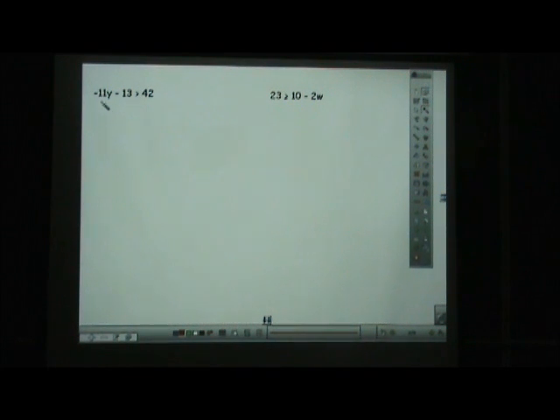Alright, so our first one will be negative 11y minus 13 is greater than 42. So I'm going to first add 13 to both sides. So I'll have negative 11y is greater than 55. Then I'm going to divide both sides by negative 11. Now, I'm using a division by negative 11, so remember that's going to flip that symbol over as I'm working. So this side here will become just a y, and over here 55 divided by negative 11 will be negative 5.